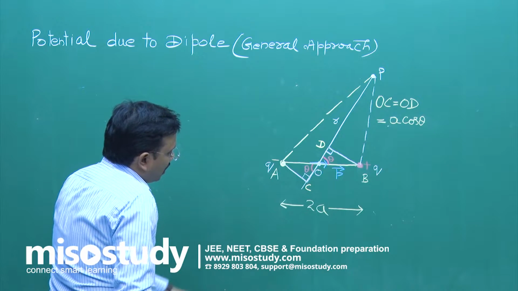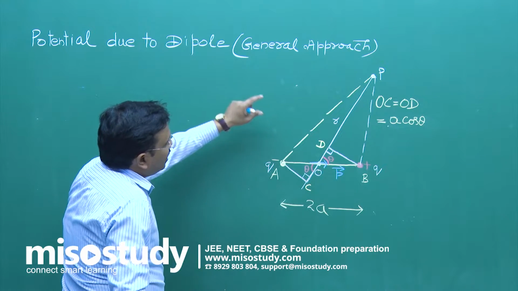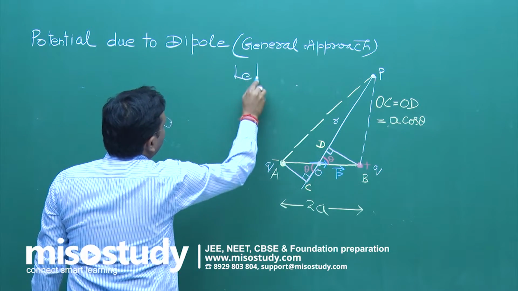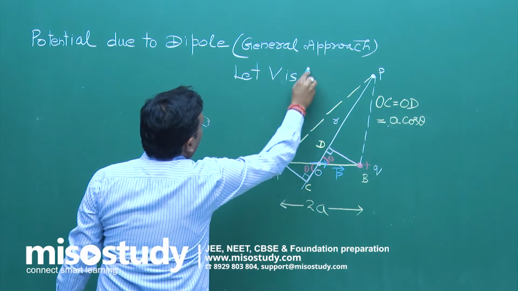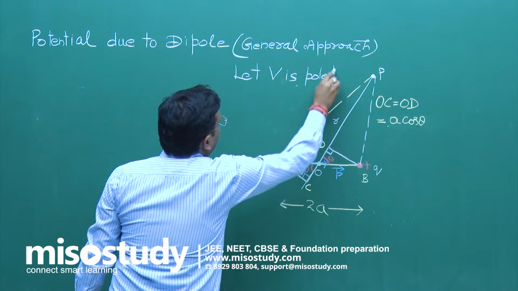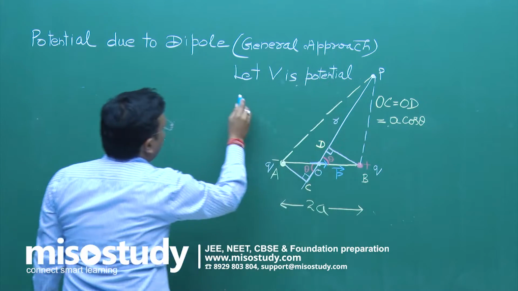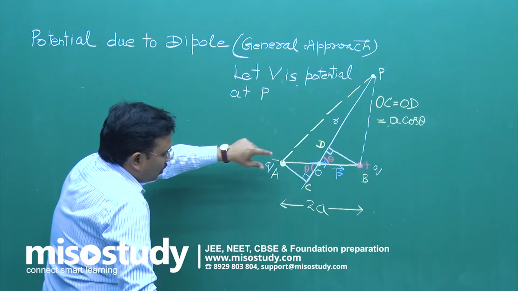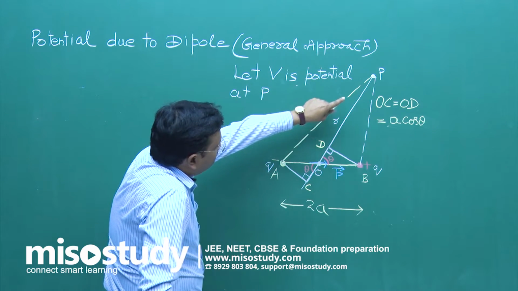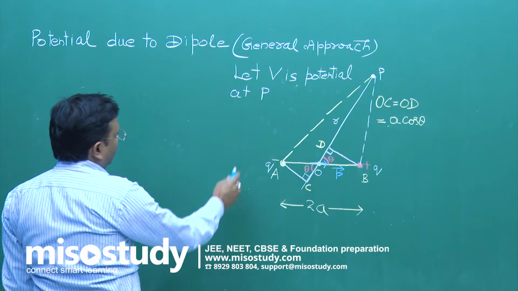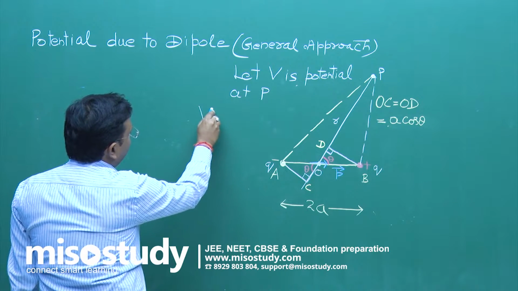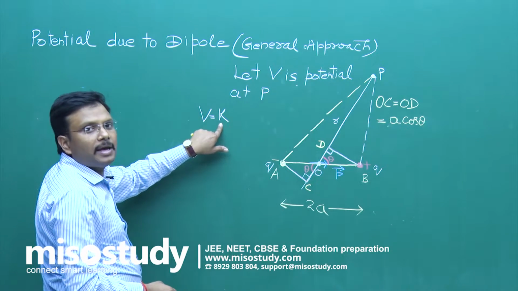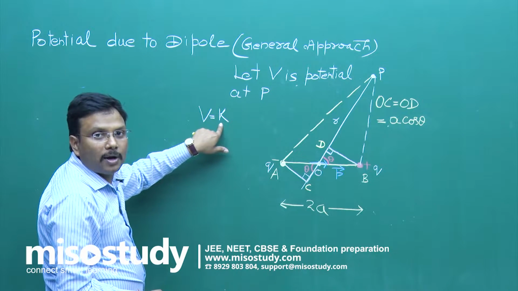Fine. Now, V is the potential at P. Let us say V is the potential at point P, obviously due to this dipole. So if V is the potential at this point P, then what can I write down? I can write down V is equal to K, K means 1 upon 4 pi epsilon naught Q1 Q2 upon R square.